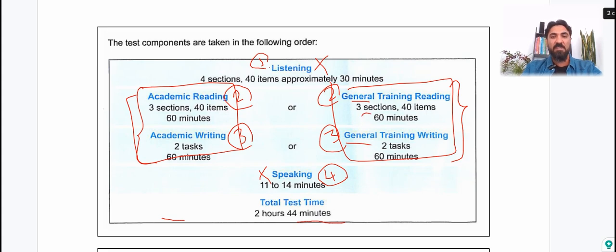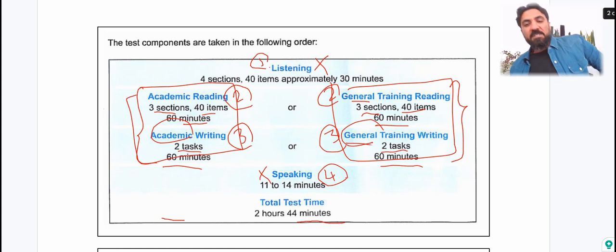Now, basically, the question types that you will get are the same. You will have 3 sections, 40 questions and 60 minutes for reading, which is the same in academic. And you will have 2 tasks, which are 60 minutes for writing general. And for the academic writing, again, it is 2 tasks, 60 minutes. So there's no difference in the structure. The only difference is in the information and in the context that you will have to do the exam.